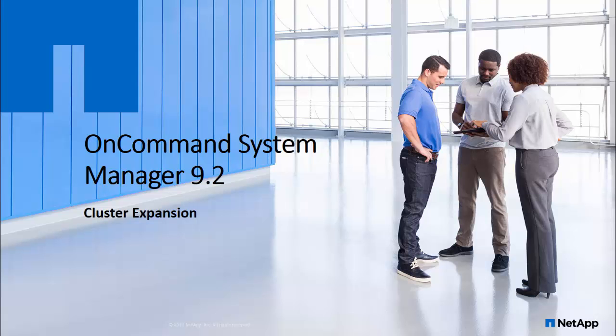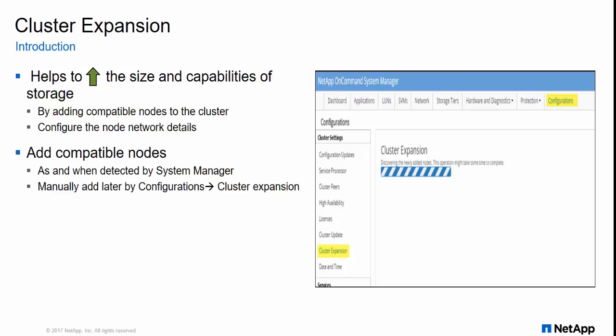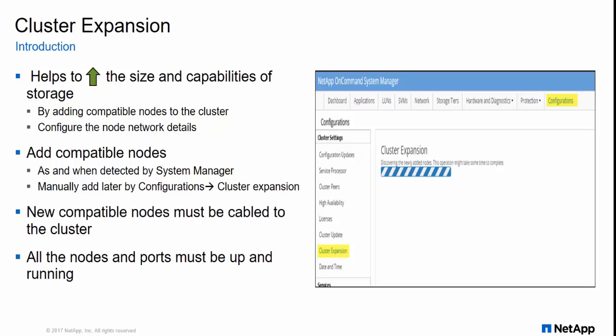This demo will showcase the feature cluster expansion in System Manager 9.2. Cluster expansion in System Manager 9.2 helps to increase the size and capability of your storage by adding compatible nodes to the cluster, configuring the network details. The user can add compatible nodes as and when System Manager detects them, or you can manually add the nodes later.